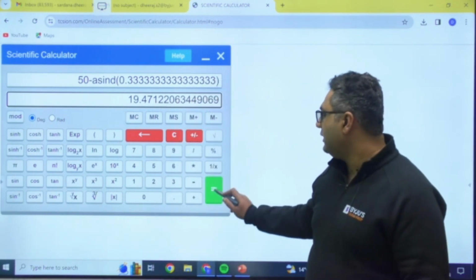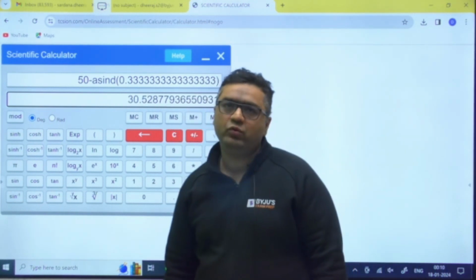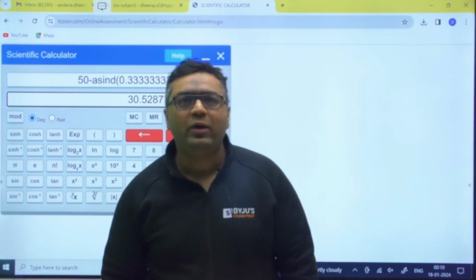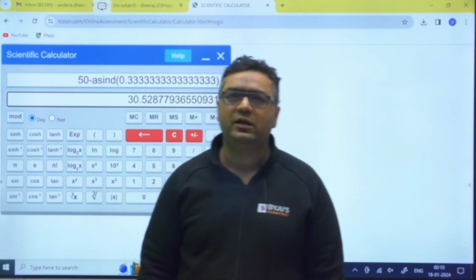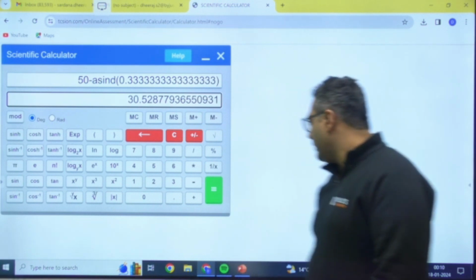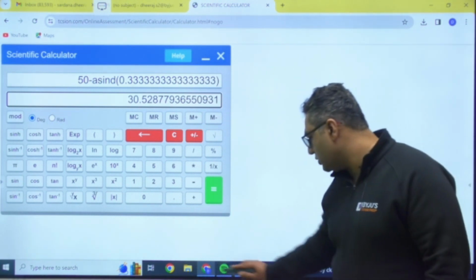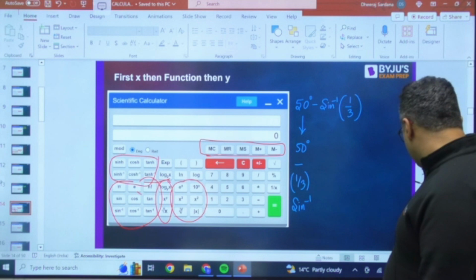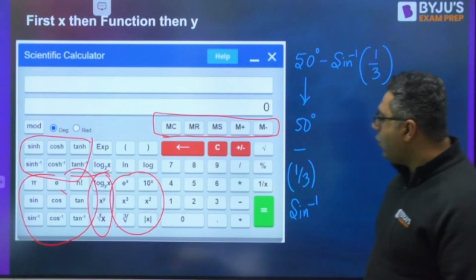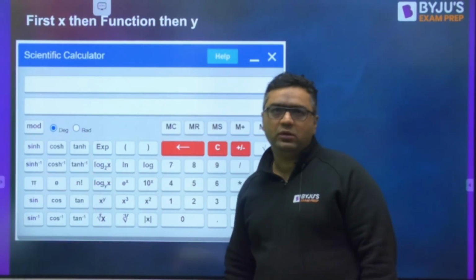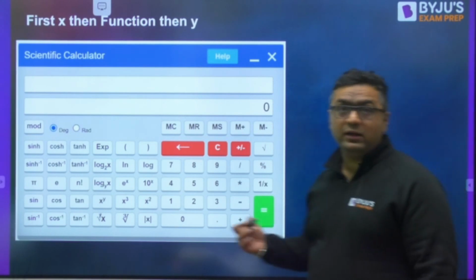So that will give me the value of 30.528. You can check it. Similarly I will be going for some other function. Now let us see one more function, one more difficult calculation.